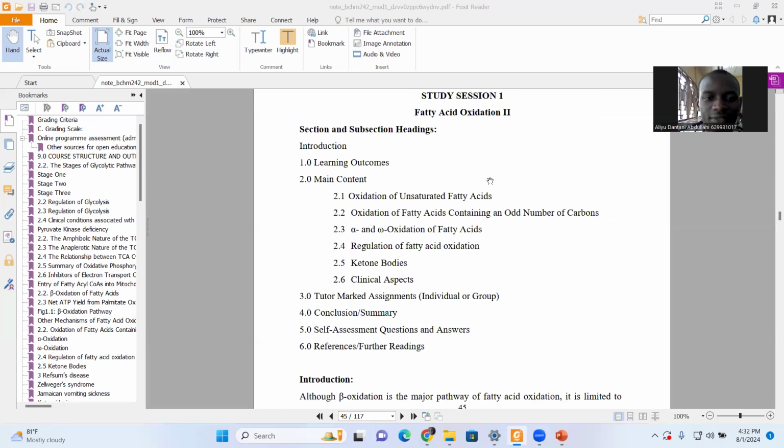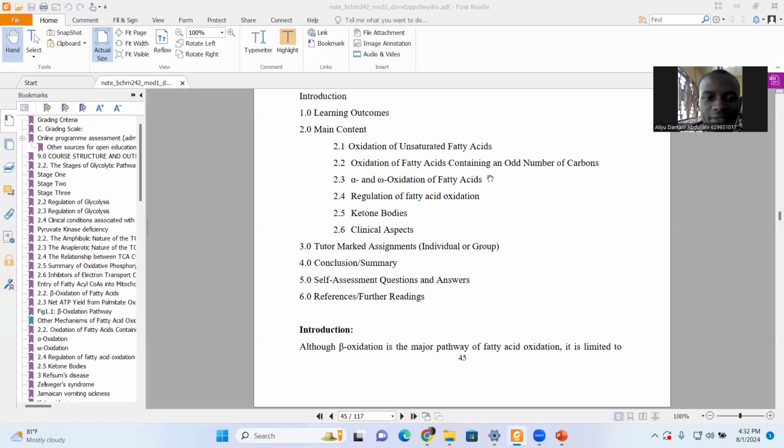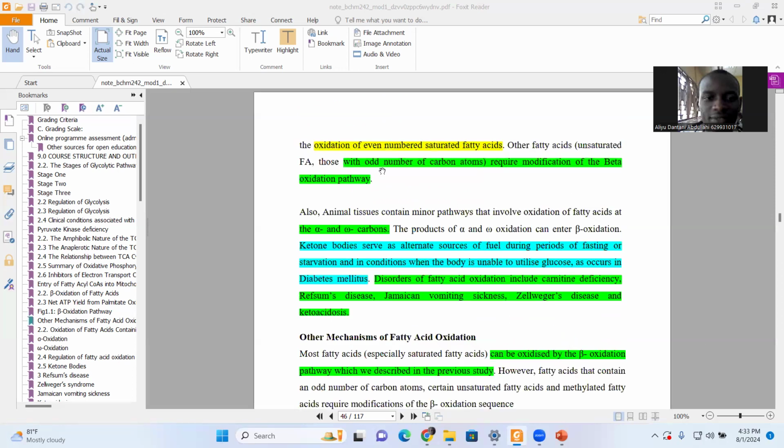Okay, so this is just an introduction, according to your manual, your course material. Although beta oxidation is a major pathway of fatty acid oxidation, it is limited to the oxidation of even-numbered saturated fatty acids. Just like I mentioned earlier, even-numbered saturated palmitate is even-numbered 16 carbon chains without any double or triple bonds. So it's saturated. It has only single bonds, right?